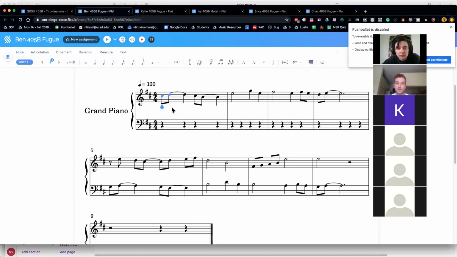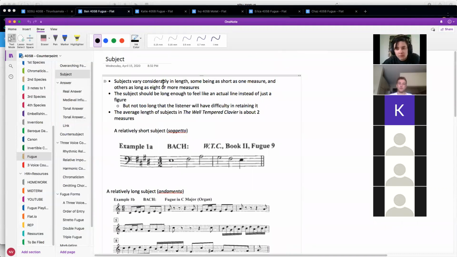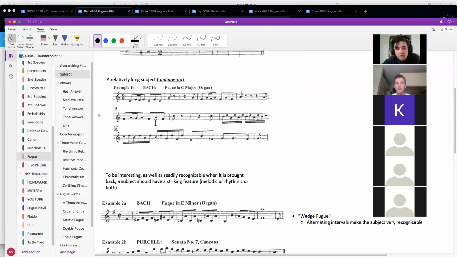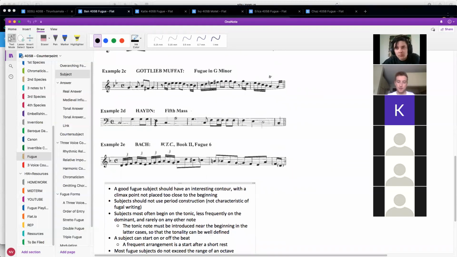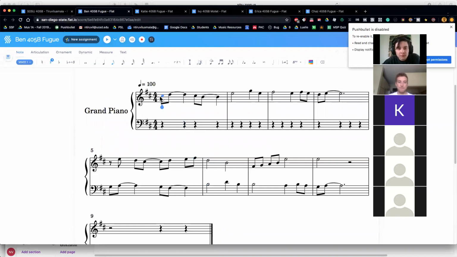D major. D major. Interesting. Okay, so I got to say this is a little uncommon from the standpoint that subjects most often begin on the tonic note, less frequently on the dominant, rarely on any other note. So it's a little uncommon that it starts on a note that is the tonic, but it's not to say you can't do it. It's just uncommon. I was going for a 7-1 thing. If it's bad, it's bad. I'll change it. But let's see.